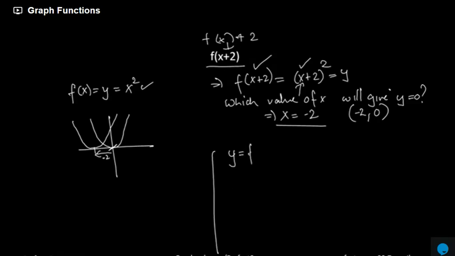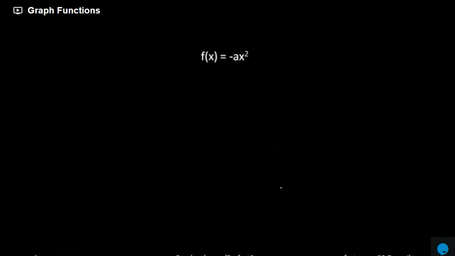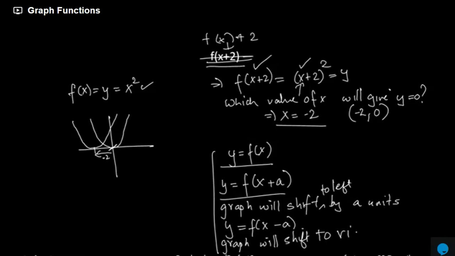So if I say y is equal to f of x and this is one graph, and I say another graph is there where y is equal to f of x plus a, in this case the graph will shift to the left by a units. Similarly, if instead I say y is equal to f of x minus a, then the graph will shift to the right by a units.